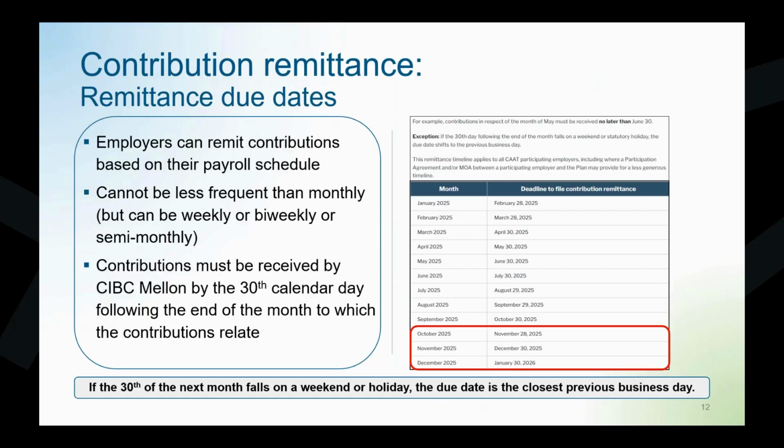Note that contribution remittances received after the due date are subject to a late payment charge. Late fees are determined at a rate of 1.5% of the total contributions for each full month or prorated for partial months. You can choose to remit contributions before the due date if you wish.